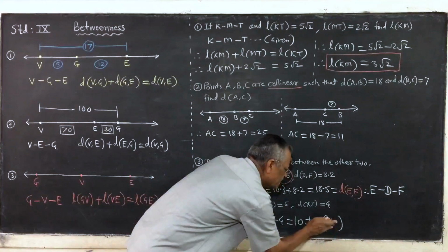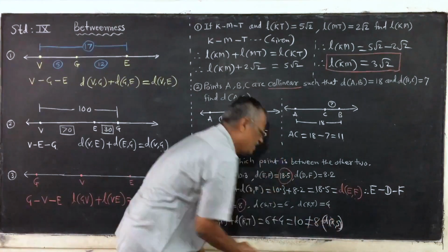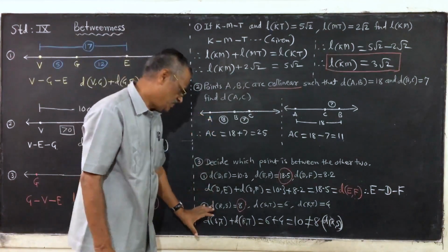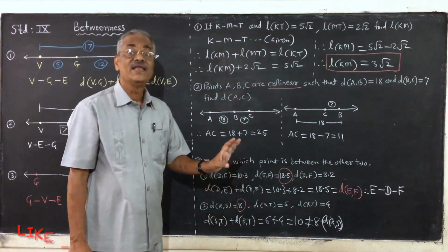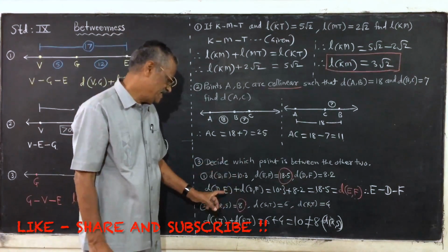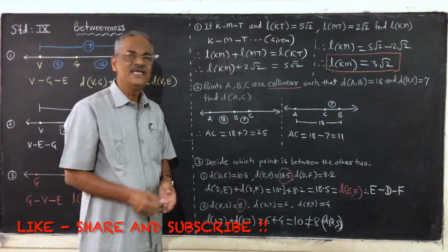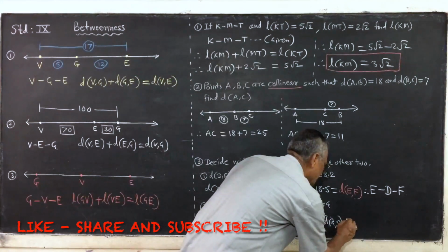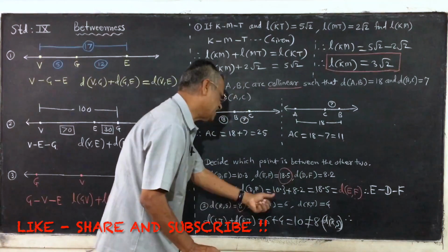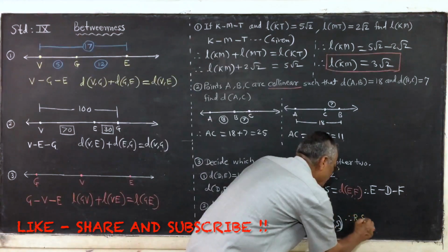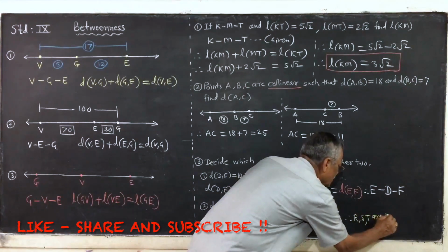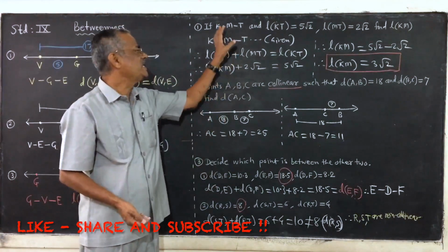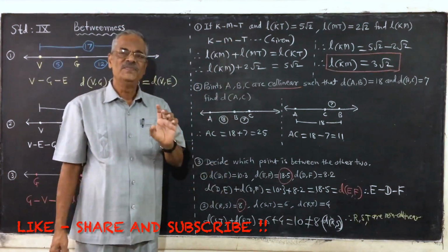We are not getting that equation. Betweenness is not there. So we can write that they are non-collinear. In this case, points R, S, T are non-collinear. So that is our conclusion. What is the conclusion here? Points R, S, T are non-collinear. This is the type of example about betweenness.